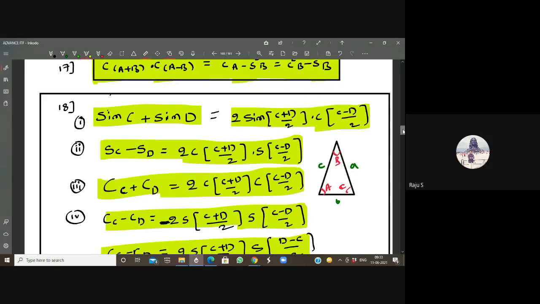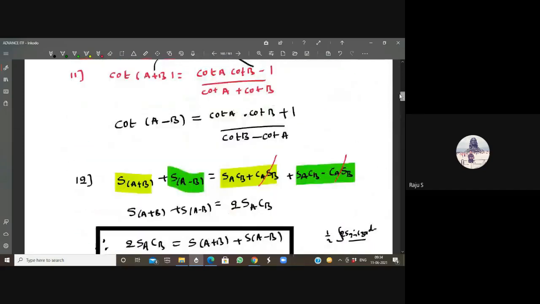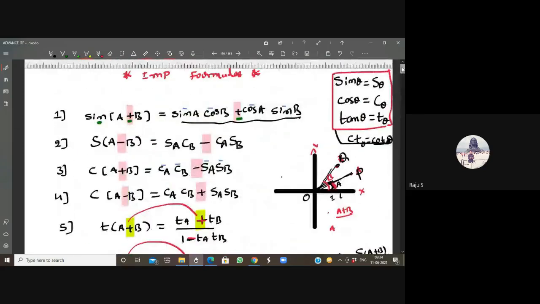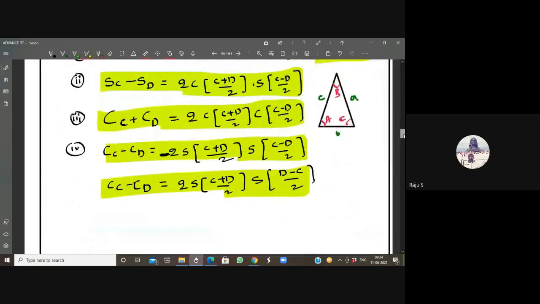Before going to discuss sin plus sin, there is a small concept that we will discuss. Then we can understand very briefly. Even if I explain directly, you may be unable to understand it. Here, I am writing all the important formulas at one place. We will discuss them one by one later. Is it clear, students?